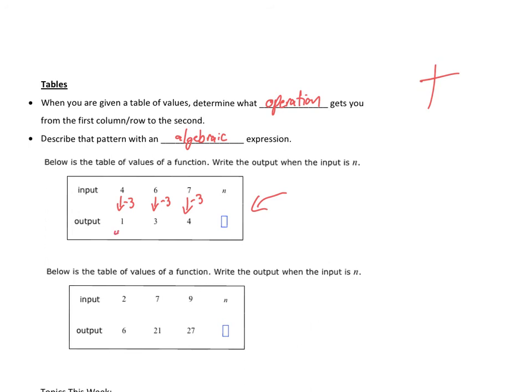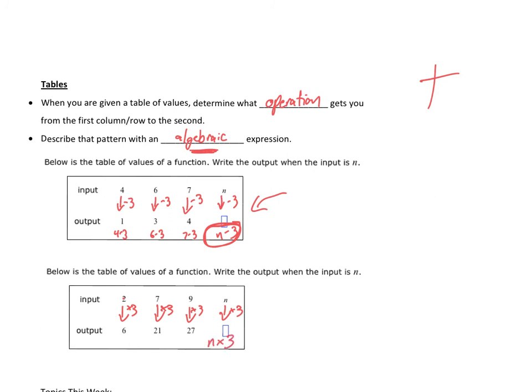Okay, so here I just have 4 minus 3, here I have 6 minus 3, here I have 7 minus 3. So here I have n minus 3. Not just minus 3, it's n minus 3. It's algebraic. All right, so let's look at this next one. Our input's 2, output 6, input 7, output 21, input 9, output 27, input n, output. Okay, so to get from 2 to 6, we're doing times 3, times 3, times 3, so times 3. So my answer is n times 3.